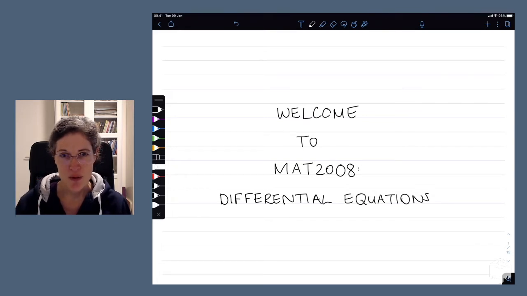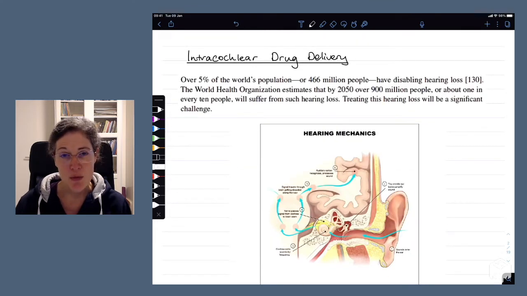We're actually going to dive straight into why we might actually want to solve differential equations. So we're going to look at two examples which I think will cover basically everything that we're going to be trying to understand in this course. The first one that we're going to have a look at is intracochlear drug delivery, which might seem like, hang on, wait, I thought this was a maths course.